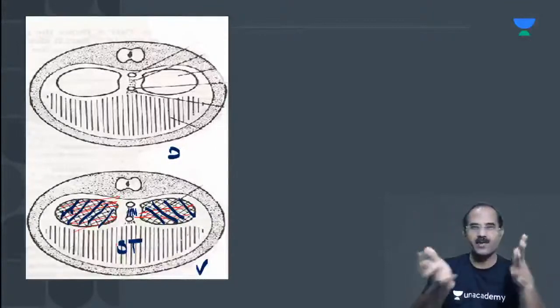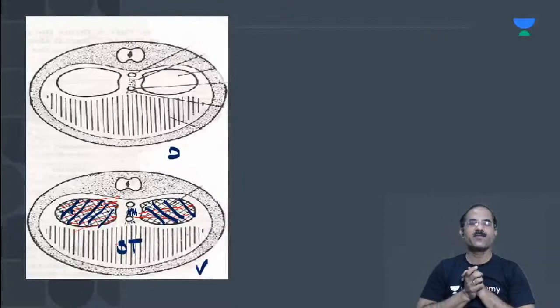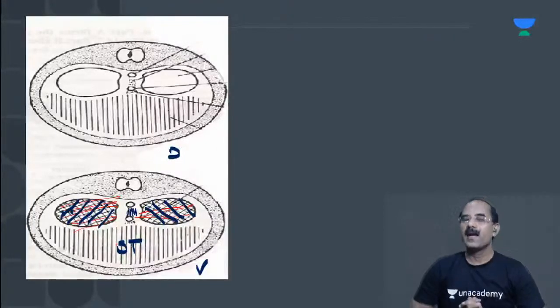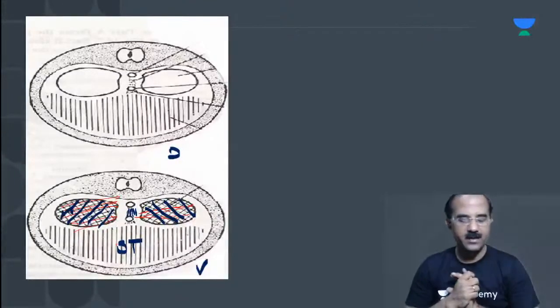So that's about the diaphragm. I'm just asking you some questions. I've finished with the diaphragm. I've told you the origin, insertion, the openings in the diaphragm, the development of the diaphragm, and some applied anatomy. Okay, very good.